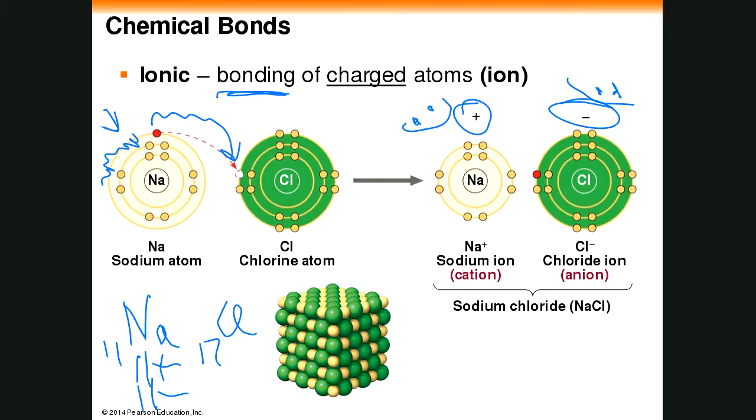If the sodium is positively charged, and chlorine is negatively charged, what do positives and negatives do again? You sure do. So that means that a cation and an anion are going to stick together and form what we call a compound known as sodium chloride. So this is a salt crystal right here. The green ones are the chlorine and the sodiums are the yellow ones.